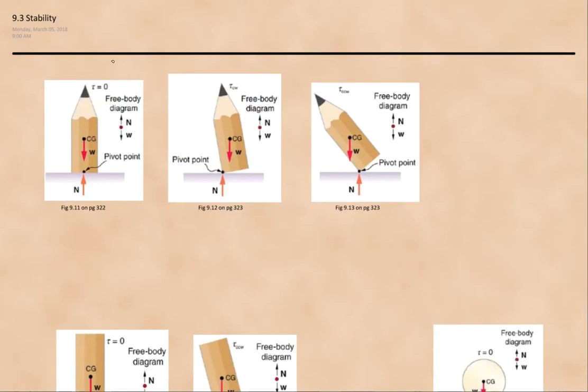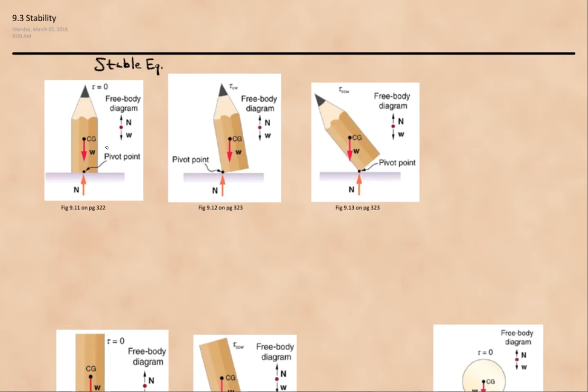Section 3 of Chapter 9 deals with stability, or rather the classification of stability. We're going to look at three different situations. First situation here, we've got a set of three pictures, and this is illustrating what is called stable equilibrium.